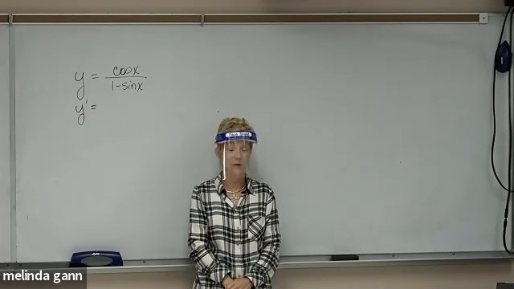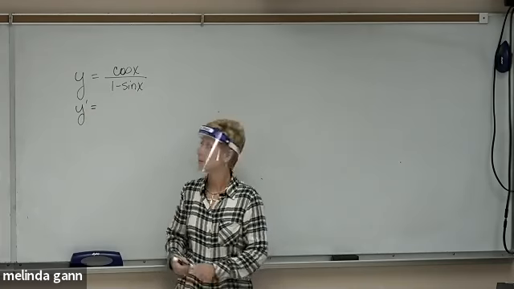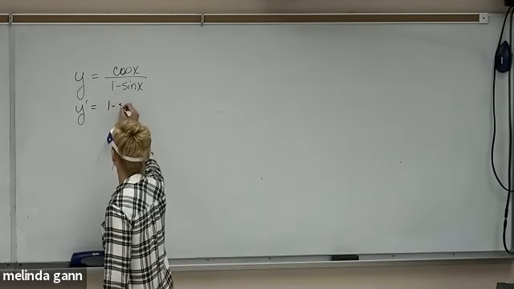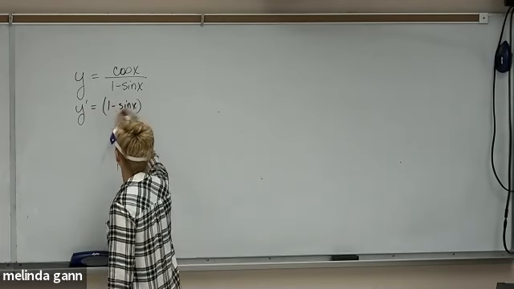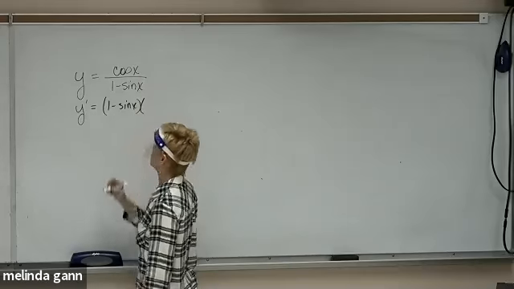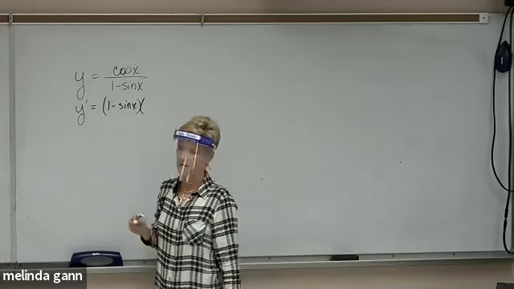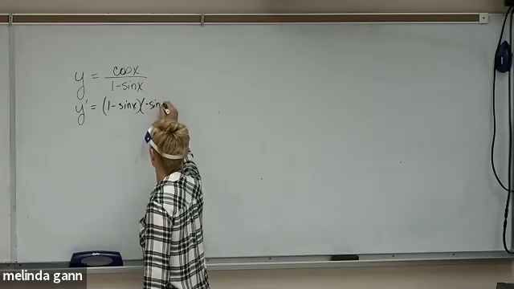Right, you help me. Where do I start? Top or bottom? Bottom. So I just copy down 1 minus sine x. Then I do the derivative of the top. Now, what's the derivative of cosine x? Negative sine x.